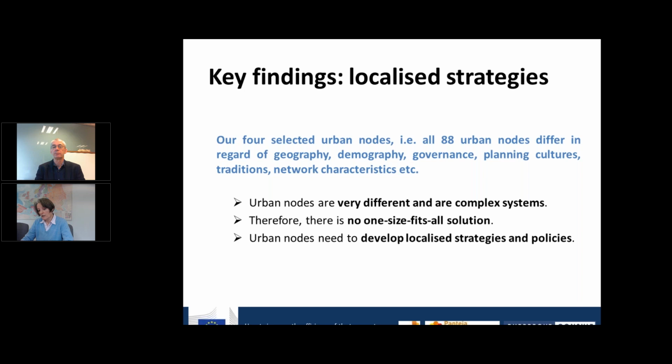First of all, one key finding is that the 88 urban nodes are very different in regard to geography, demography, governance, and planning cultures, and they are very complex systems. Therefore there's no one-size-fits-all solution, which means it's very difficult to identify three or two or maybe more efficient measures which are appropriate and efficient for all urban nodes.